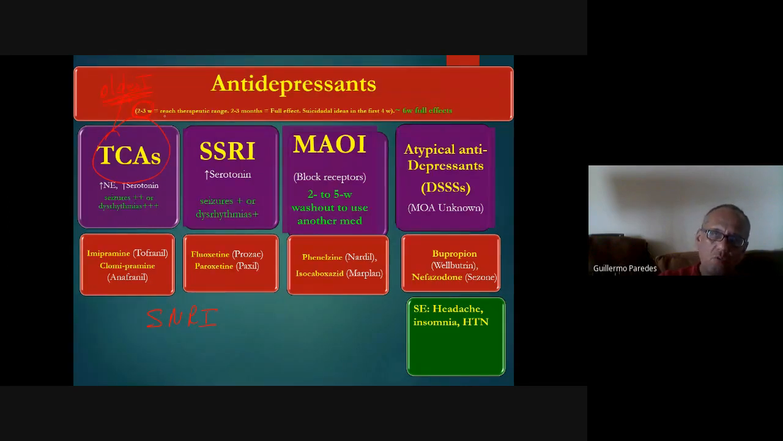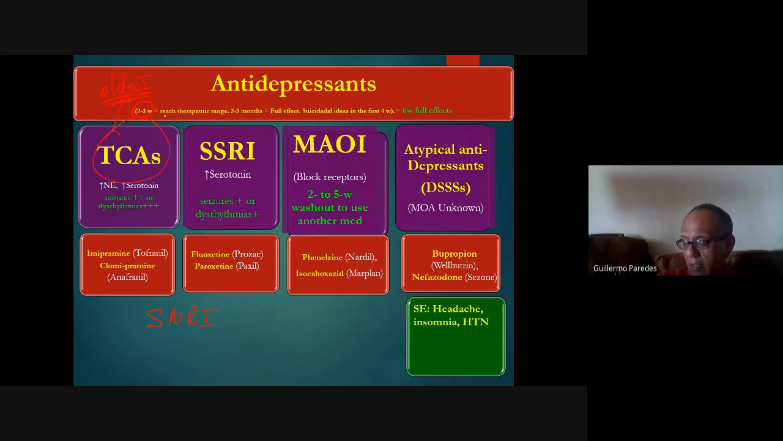Sometimes they ask you 2.5, 3, whatever, right? But you know the range is more than 2 weeks, or 2 months or more. The first is for the medication to start to make effect, and the second is for the actual full effect. Okay.